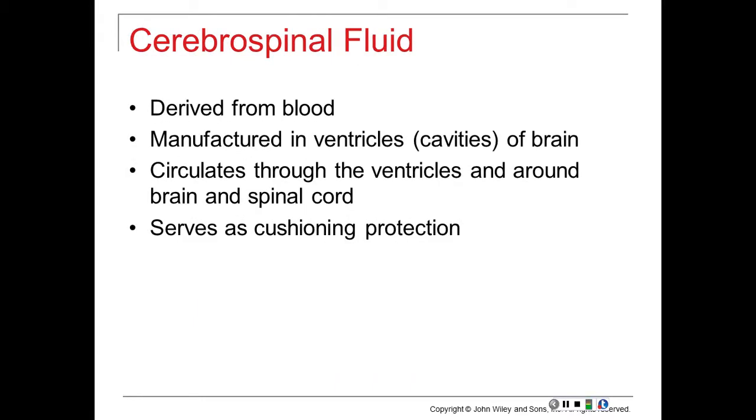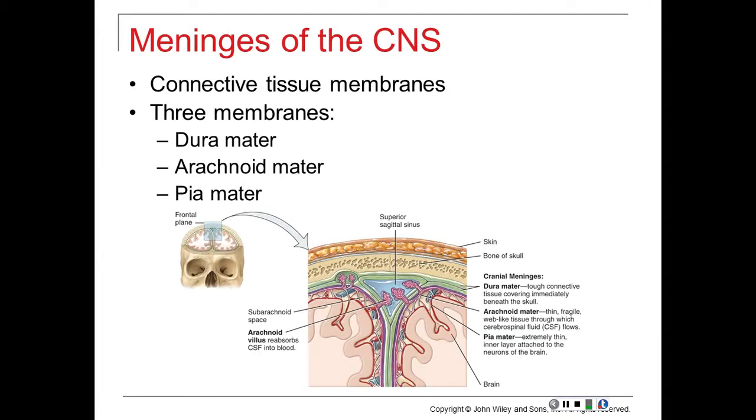The cerebrospinal fluid is a fluid that's derived from blood. It's manufactured within special cavities of the brain called ventricles. It circulates through the brain ventricles, around the brain and spinal cord. It actually circulates in this small space in between the arachnoid mater and pia mater. It's called the subarachnoid space.